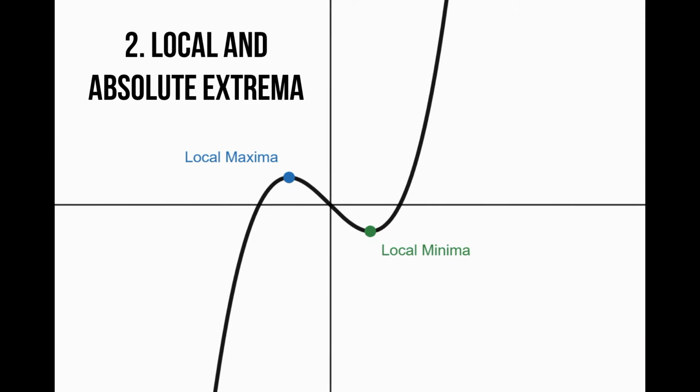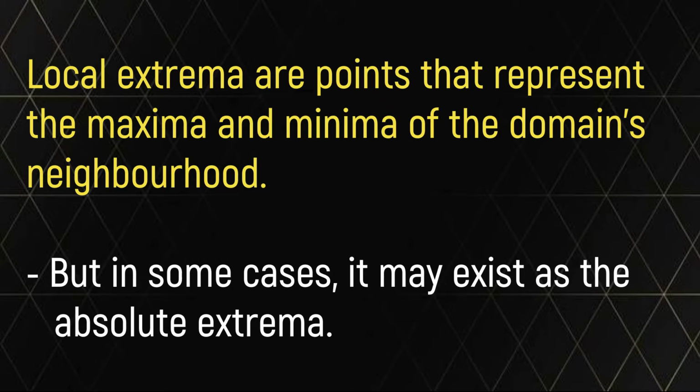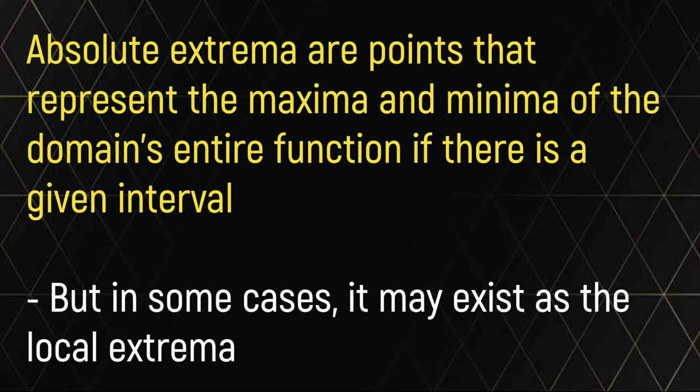Number 2. Local and absolute extrema. Local extrema are points that represent the maxima and minima of the domain's neighborhood, but in some cases, it may exist as the absolute extrema. The absolute extrema are points that represent the maxima and minima of the domain's entire function if there is a given interval, but in some cases it may exist as the local extrema.